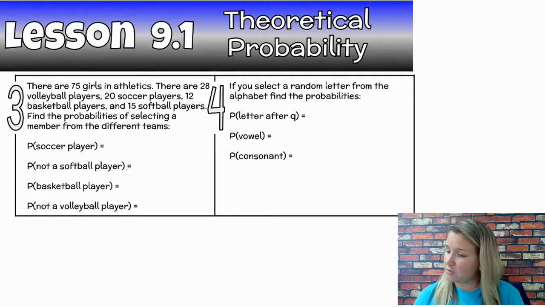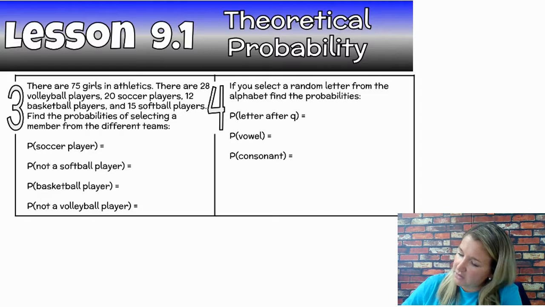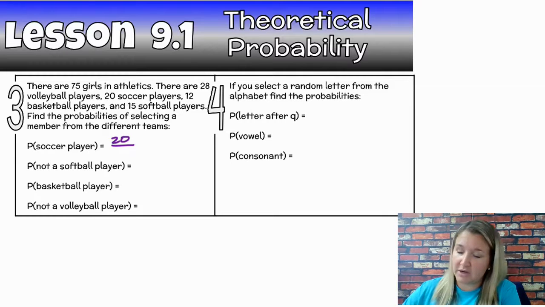And so now I'm going to find the probability that that randomly selected person is a soccer player. So how many soccer players are there? Oh, no, sorry, there are 20 soccer players divided by the total number of girls, which is 75. That's the total number of outcomes. Then I'm going to reduce that into 4/15.